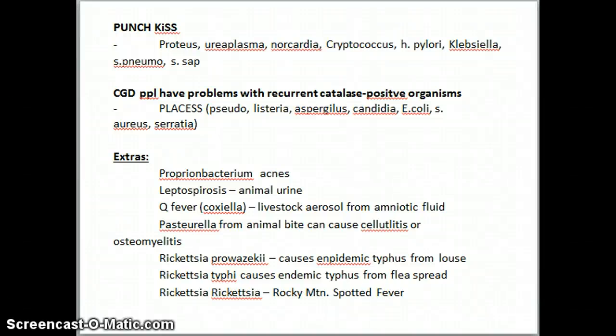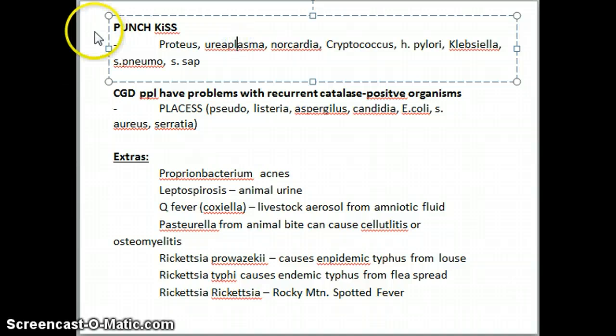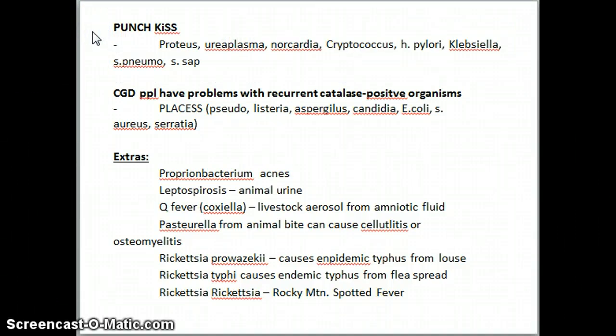Hello, I've decided to do one extra video because I told you to go and look up all of the different bacteria that are urease positive or that produce urease, but I decided to go ahead and give this mnemonic right here. So, PUNCH and KISS, okay, so that is going to be all of your bacteria that are going to be urease producing.